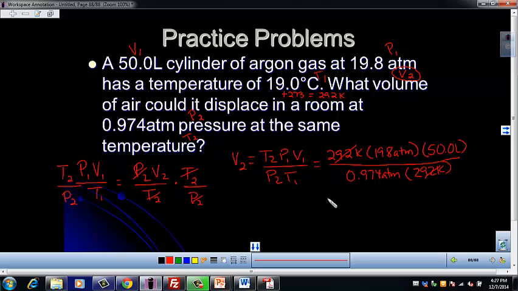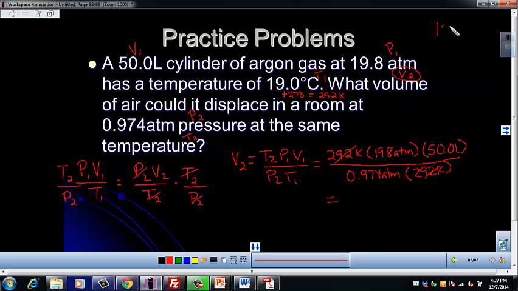So when you go ahead and put that in, what I got was 1016 on my calculator, but if you look, you only have 3 sig figs here. So we want to give an answer that has 3 sig figs. So I'm going to round that to the correct number of sig figs.